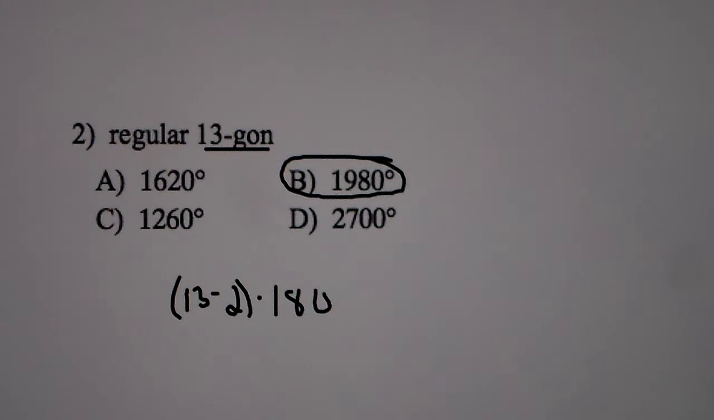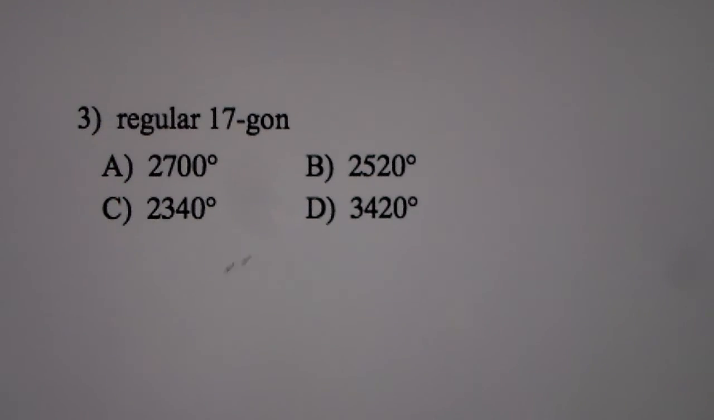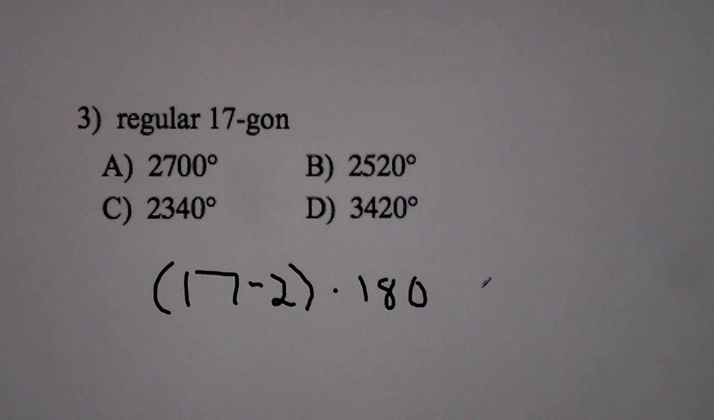So 2 is B. Number 3 is a 17-gon. Well, same story. We do 17 minus 2 times 180. So parentheses 17 minus 2 times 180, and you get 2700. So 3 is A.